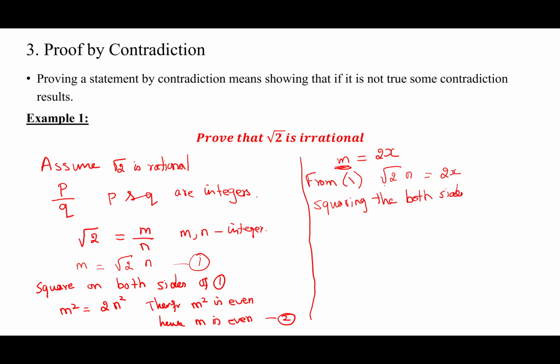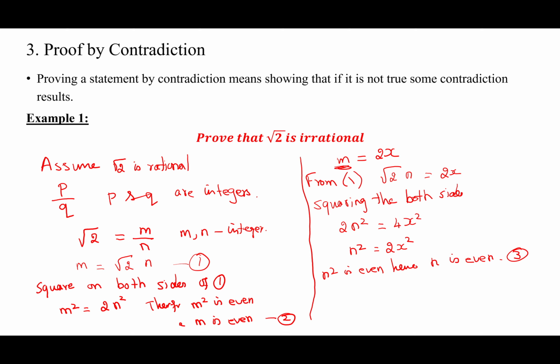When you are squaring this, root 2 into root 2 is 2. So 2 n square is equal to 4x square. So we can write this as n square is equal to 2x square. Therefore n square is even, same as what we saw for m square. Hence n is even. So this is the third statement.